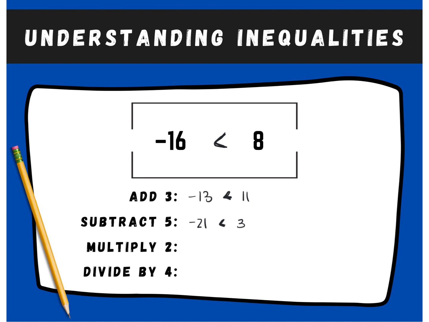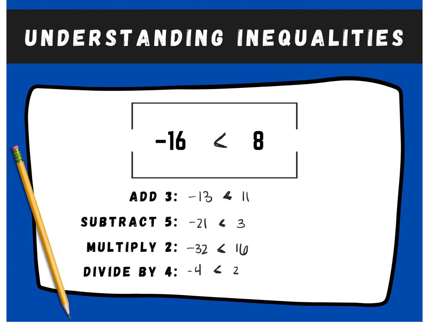Well, what happens if I double both things? If I multiply by 2, negative 16 times 2 is negative 32. 8 times 2 is 16. The larger number is still larger. Okay, let's try something else. What if I divide by 4? Negative 16 divided by 4 is negative 4. 8 divided by 4 is 2. The larger number is still larger.